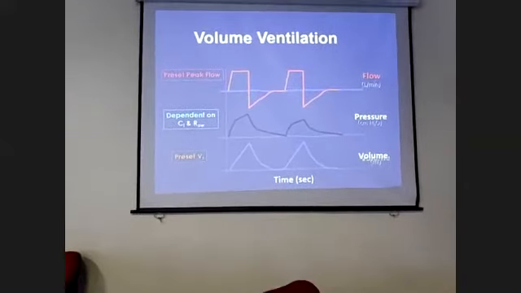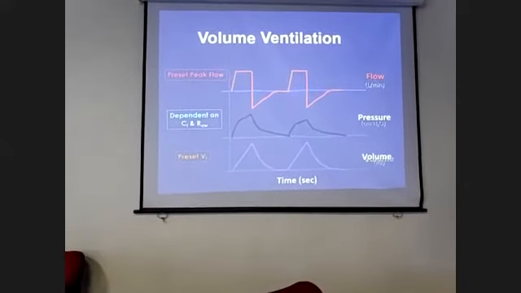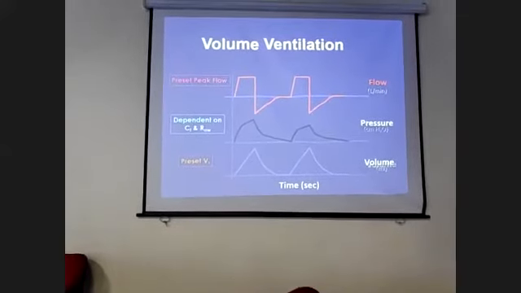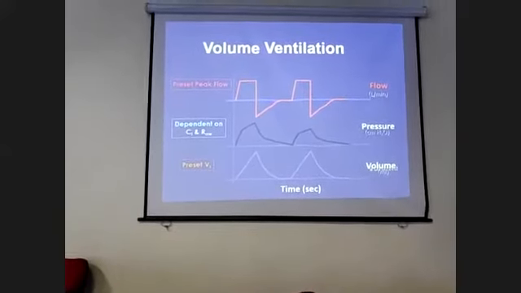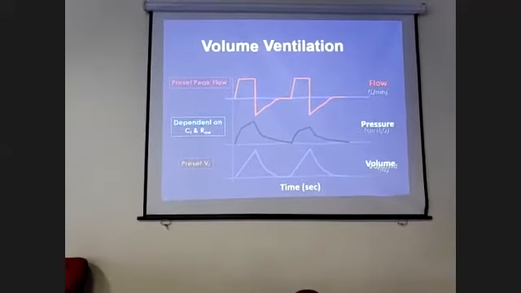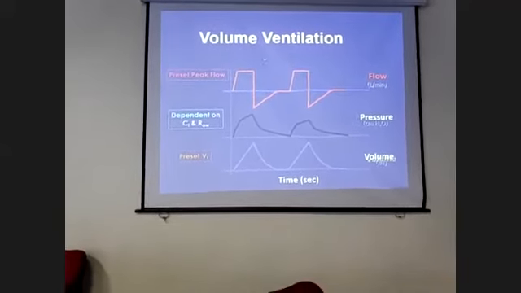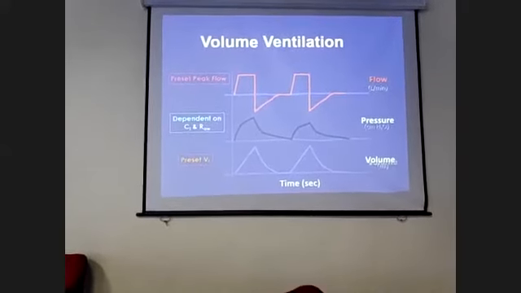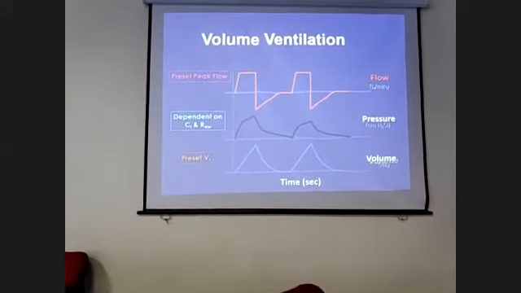That means at one time it is delivering 400 ml, another time it is delivering 300 ml. So this is the difference. Or if you have set the volume, here the volume has been set, one time the pressure is reaching up to 35, another time it is reaching up to 25. So this is the difference. This is how you can say, okay, this is a volume ventilation.